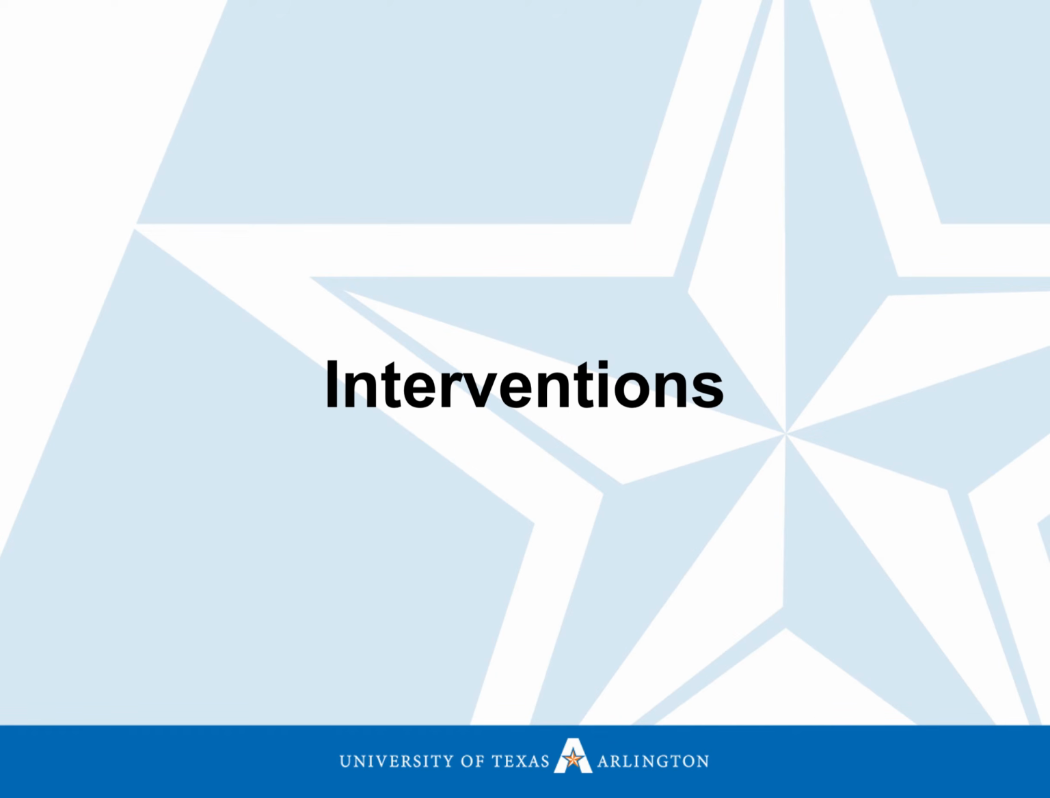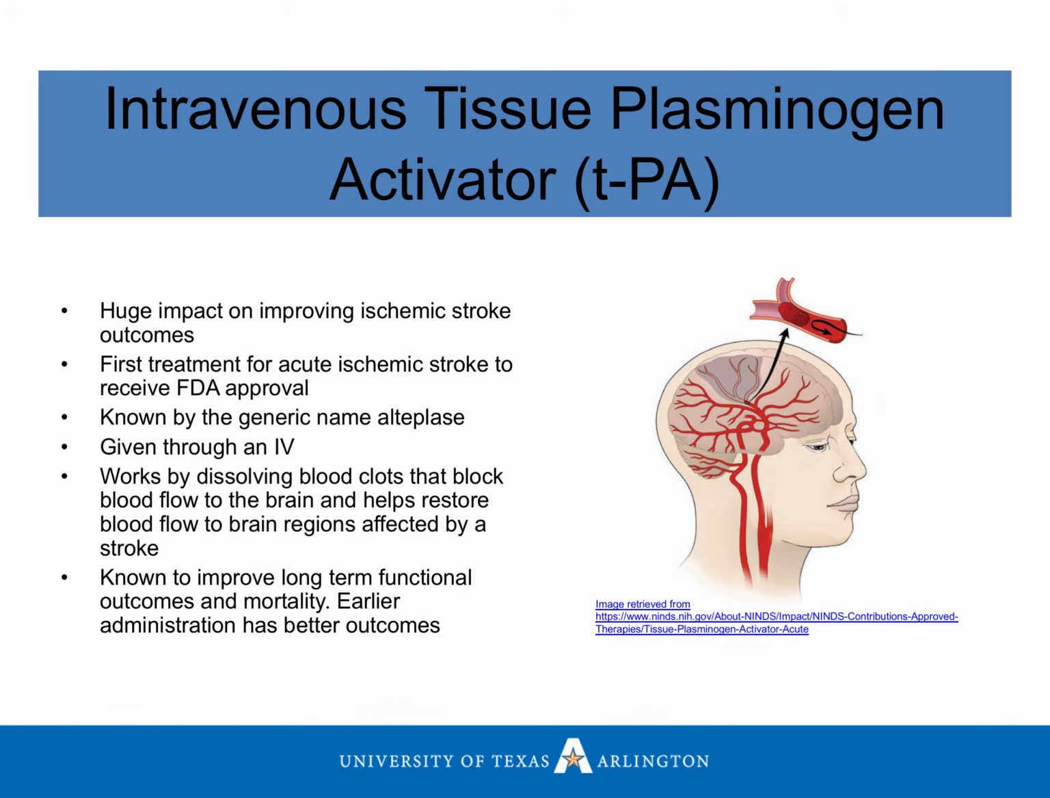So, interventions for strokes. TPA, we've talked about that a little bit. Let's get into a little bit more detail about what that is. Intravenous tissue plasminogen activator, or TPA, is known by the brand name Alteplase, and it has had a huge impact on improving ischemic stroke outcomes. It is FDA approved as the first treatment for acute ischemic strokes. Now, TPA basically dissolves the blood clots that may be blocking the flow to the brain, and it helps restore the blood flow to the regions that may be affected by the stroke.